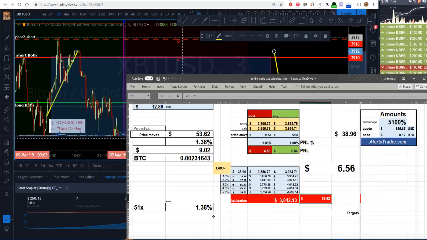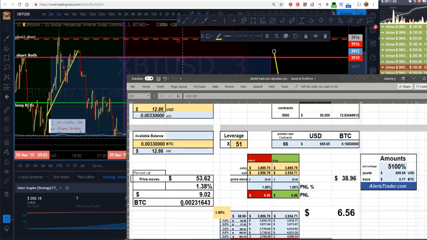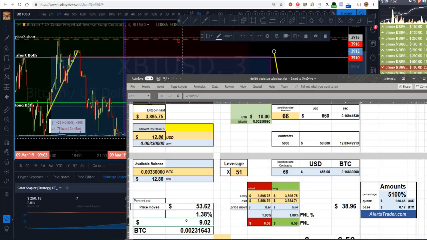If it was 50, it would be bigger than this. It would be 2%, I believe. I don't know, I have to do the math on that when we get there. But price moves that. That's 9 something. What the heck is that? I don't know. I'll mark this off right here.